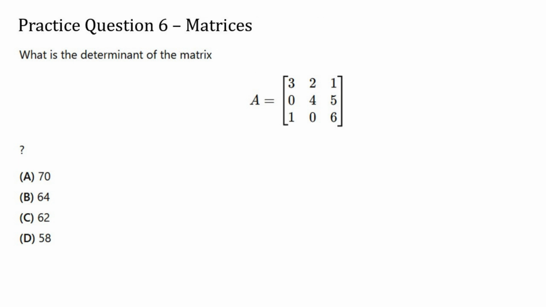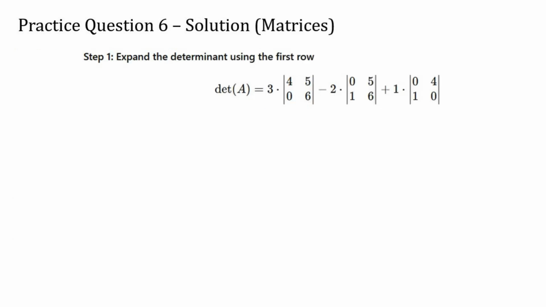Practice question 6. What is the determinant of matrix A? To solve this problem, we need to find the determinant of a 3x3 matrix. The process involves using a method called cofactor expansion, and in this case, we expand along the first row. We take each entry from the first row of the matrix and multiply it by the determinant of a smaller 2x2 matrix. Each smaller matrix is formed by deleting the row and column of the entry we're focusing on.